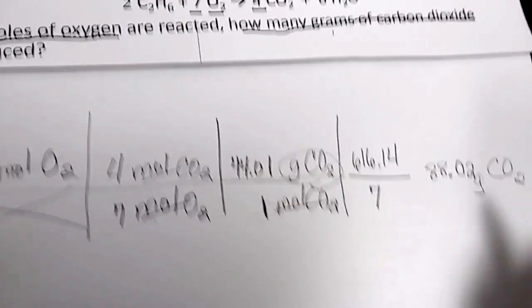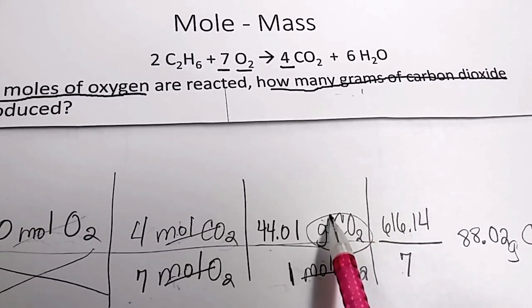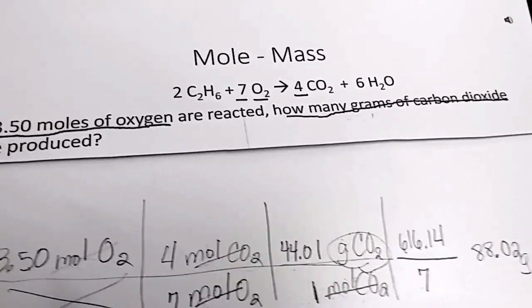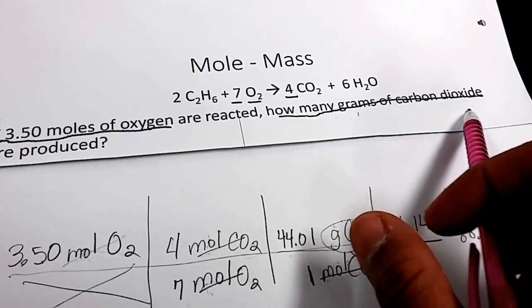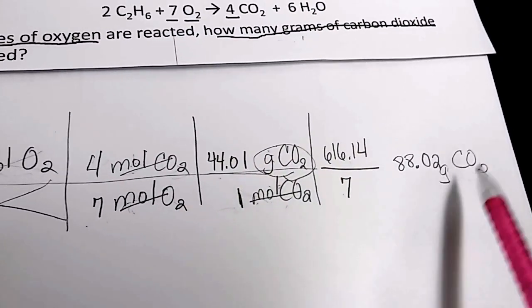Your unit is always going to be whatever it is on the very last box at the top, alongside the compound. Otherwise, take a look at your question, which is asking how many grams of carbon dioxide, and that's exactly what you should be answering: grams of carbon dioxide.